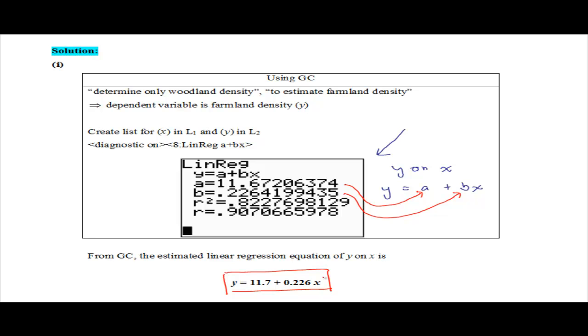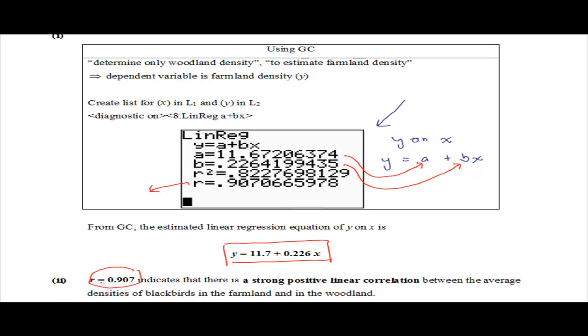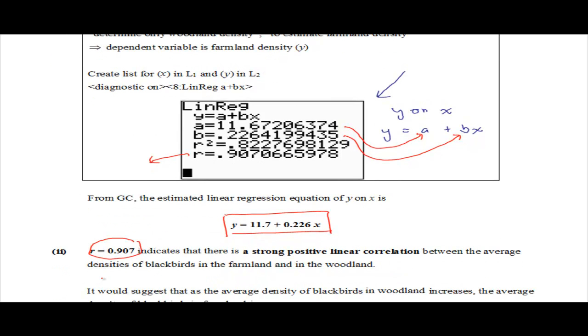With this set of results, you are able to find the product moment correlation coefficient, and the value is 0.907. At 0.907, we can say that there is a strong positive linear correlation between the average densities of blackbirds in the farmland and in the woodland. Just to refresh ourselves, we represent woodland by the letter x, and farmland by the letter y. Now, in the context of the question, what does it mean?